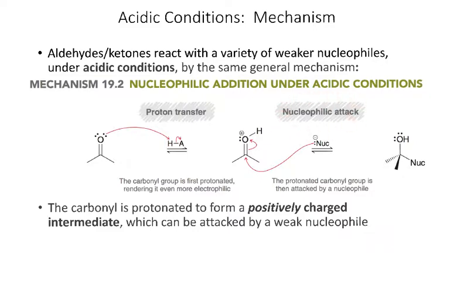In the case of acidic conditions, we first have the proton transfer, and then we have the nucleophilic attack. The reason we get the proton transfer first is because if we have a weak nucleophile, by doing the proton transfer first, that makes this compound now a much stronger electrophile than our starting compound. So while this might not have reacted with a weak nucleophile, after protonating it and making this now a much stronger electrophile, this is willing to react with the weak nucleophile where this one was not.